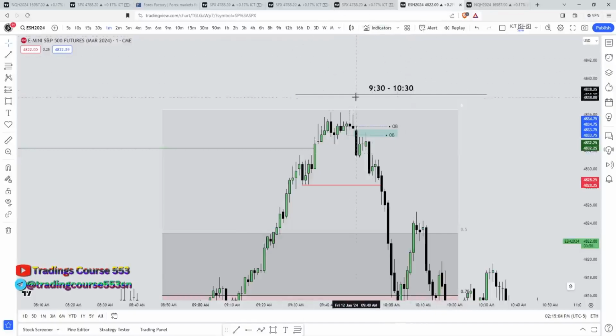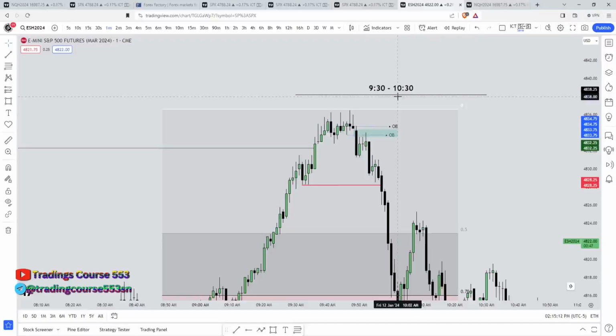So that's the time element that I typically refer to. Again, you can use macros. There are kill zones. 8:30 to 11 a.m. is the AM kill zone. You have lunch session, and then you have the PM kill zone, which is 1:30 to 4 p.m.